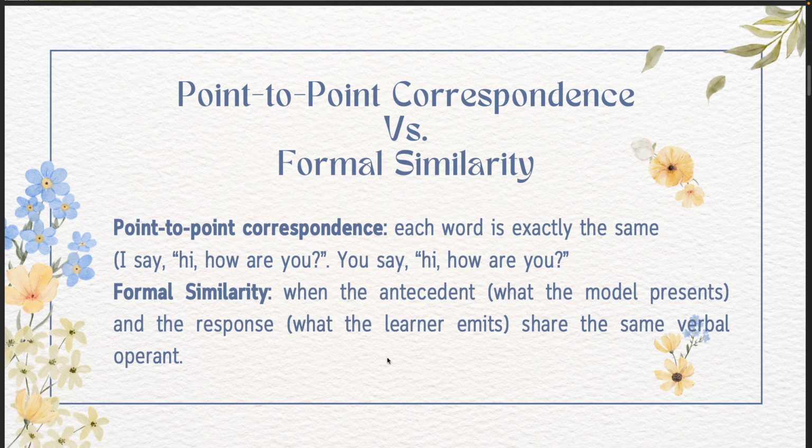Whereas formal similarity is when the antecedent, so what the model presents, and the response, whatever the learner emits, share the same verbal operant. Okay, so in this case, formal similarity means that if I am writing something, the listener is also writing something. If I am signing something, the learner is signing something.